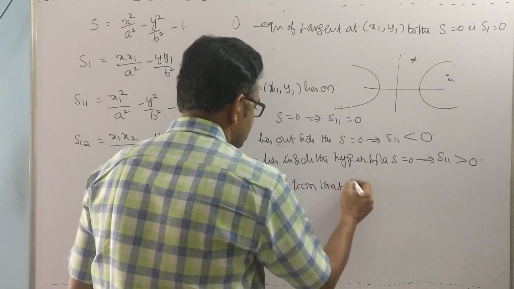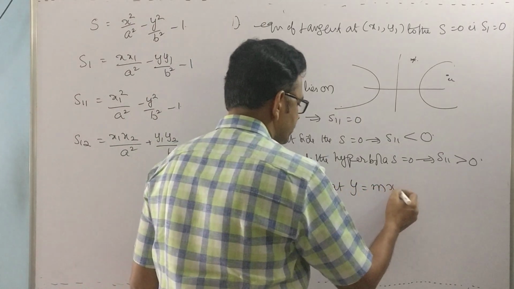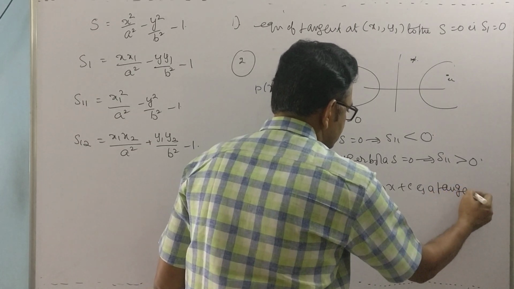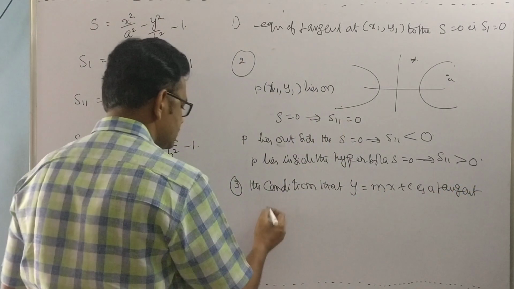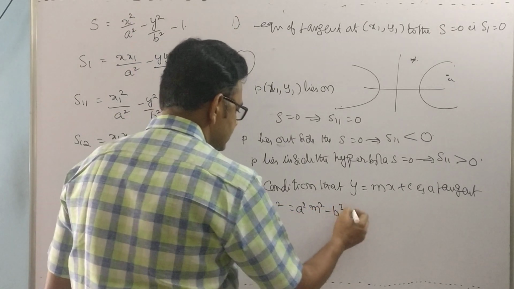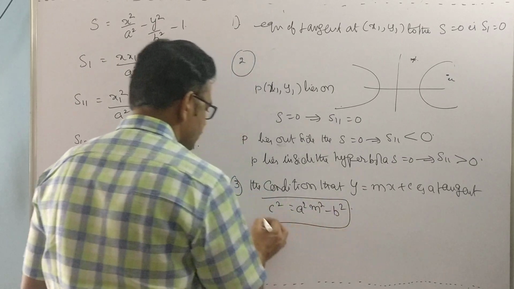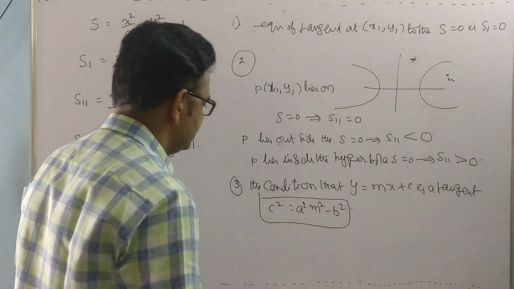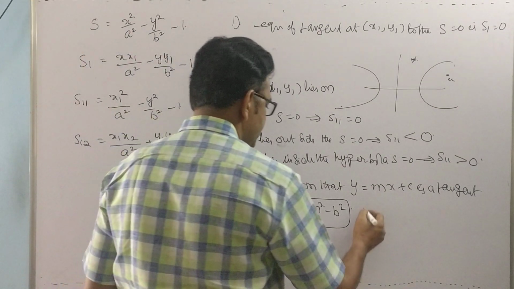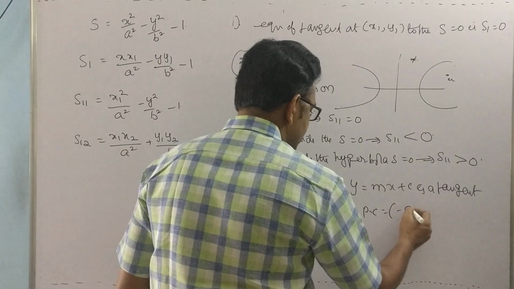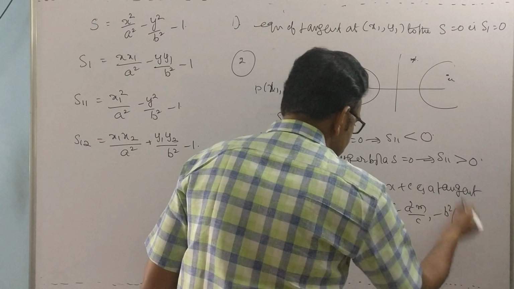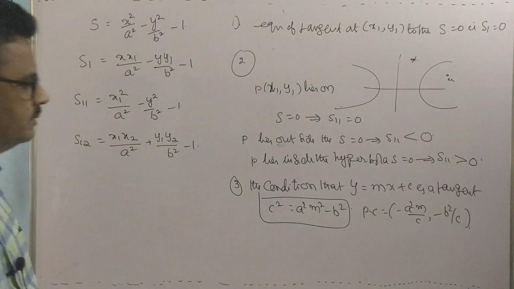Next point, the condition that the line y is equal to mx plus c is a tangent to the hyperbola S equal to 0 is c square equal to a square m square minus b square. In case of ellipse, that is plus b square, here minus b square. And the point of contact is minus a square m by c comma minus b square by c. That is the point of contact.